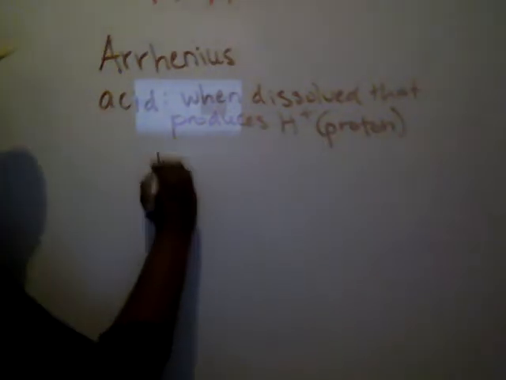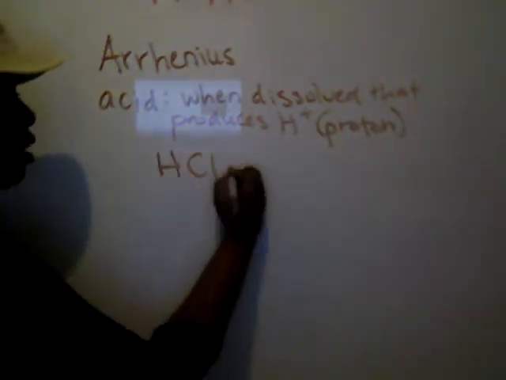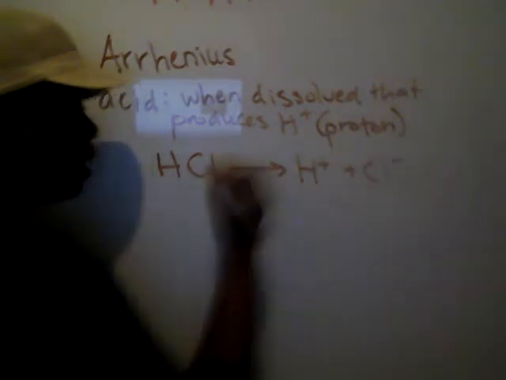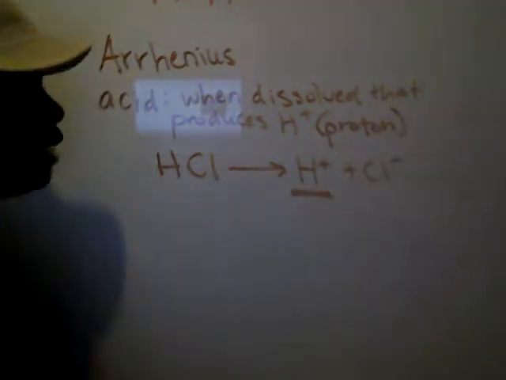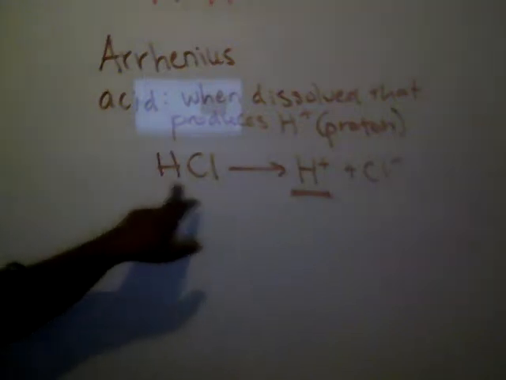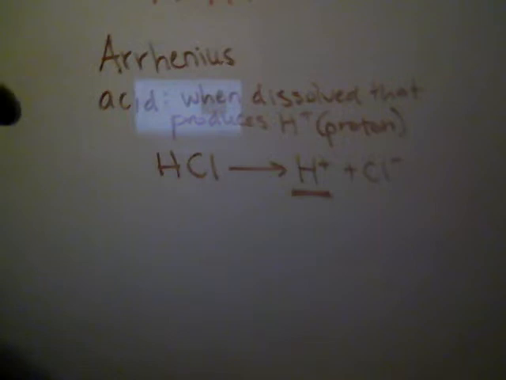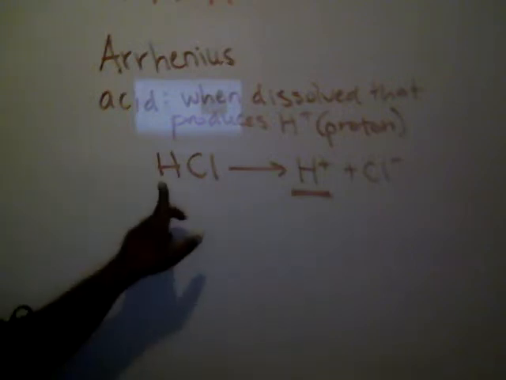An example would be if we take something like HCl and dissolve it, and it breaks apart into hydrogen and chlorine. Because this made hydrogen as a product, Arrhenius says this would be an acid. Acids produce hydrogen, which makes sense because all acids have a hydrogen in them.